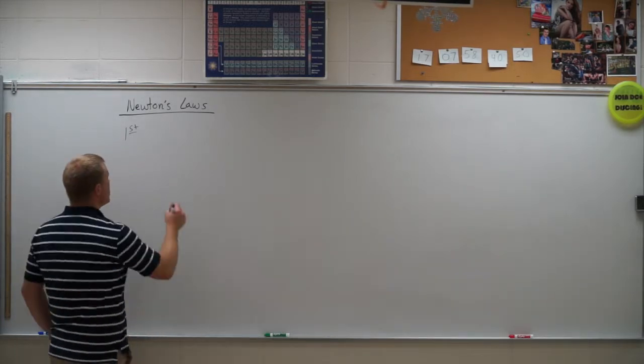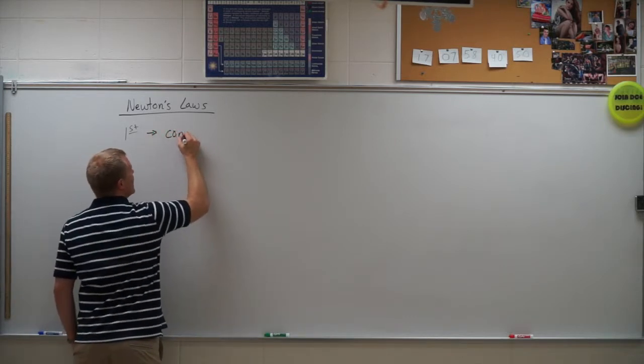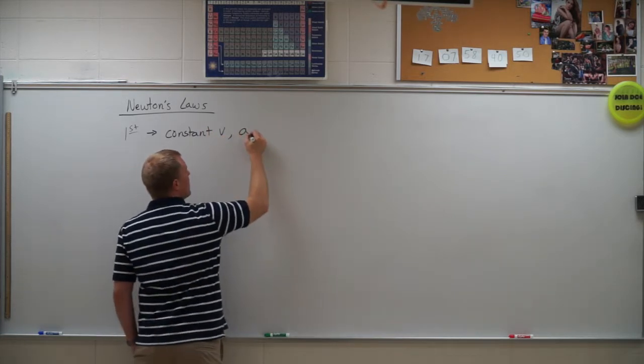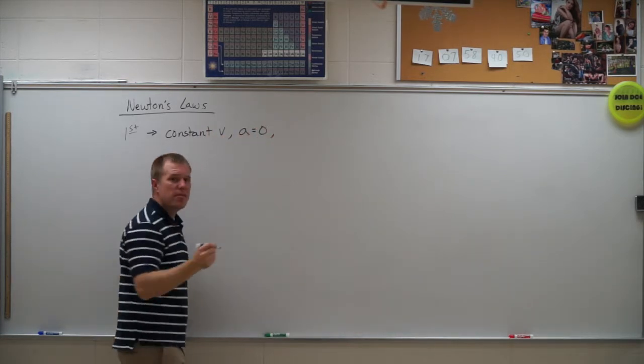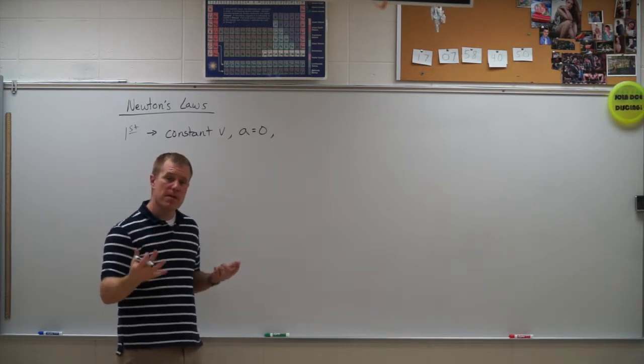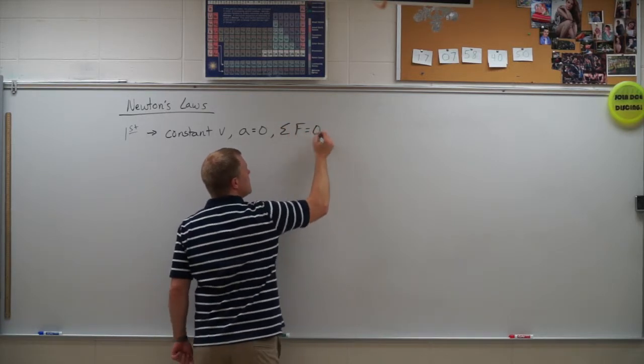So what this one is talking about is a situation where I have a constant velocity. If my velocity is constant, my acceleration is 0. It also means that if I add up all the forces acting on it, I get 0. That's what we mean by the net force is 0. So the sum of the forces equals 0.